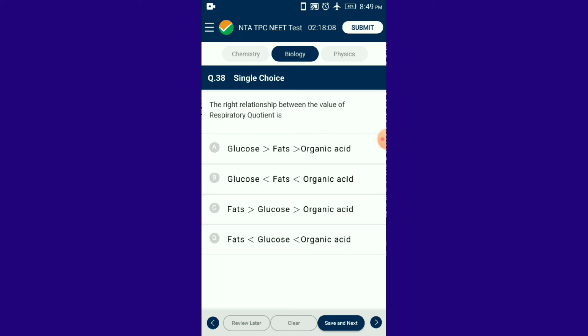Question number 38. The right relationship between the value of respiratory quotient is. Respiratory quotient is the ratio of the volume of carbon dioxide released to the volume of oxygen taken in respiration. The answer for this question is option D. The relationship between the value of respiratory quotient is correctly given in option D.